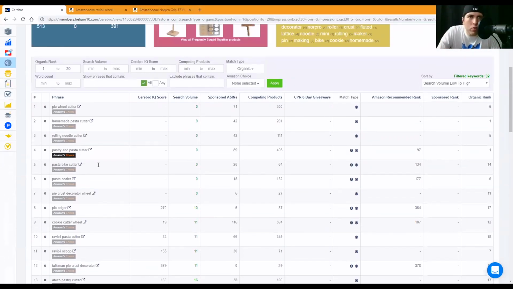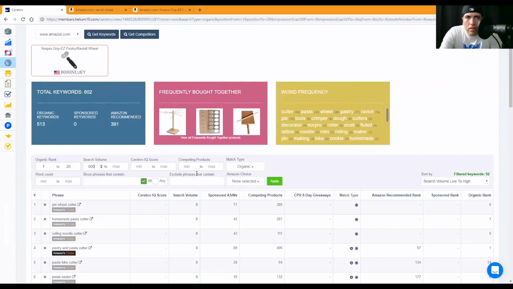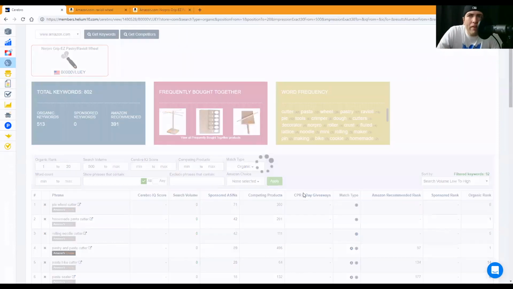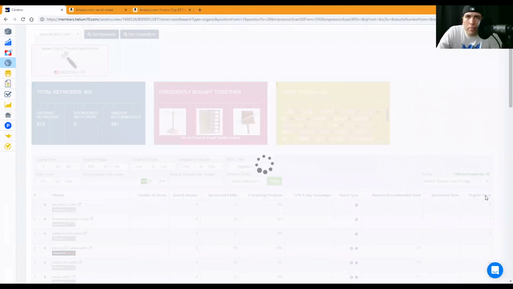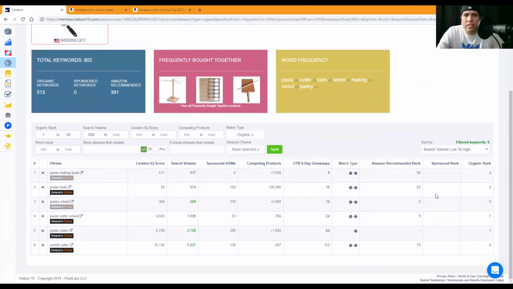So now I'm going to do another filter and I'm going to say, show me what they're ranking for on page 1 and where they're at least getting 500 searches per month. So now it takes it down to 6. Now here's another word here. All right. So pasta cutter, ravioli cutter, both searched 3,000 times, 5,000 times per month, both page 1. This one, page 1, position 1.